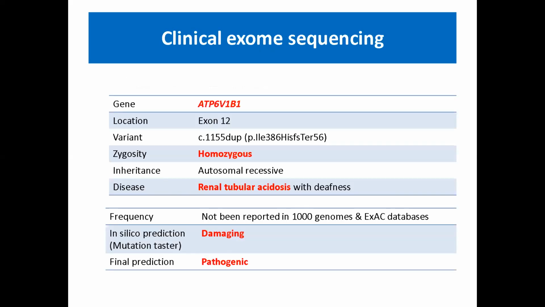Then we did a targeted genetic testing. A clinical exome was sent, and a defect in ATP6V1B1 gene was found, which was homozygous, and it fits into an autosomal recessive form of distal RTA. This kind of mutation is associated with early deafness in infancy. However, in our infant at 5 months of age, the hearing was normal.